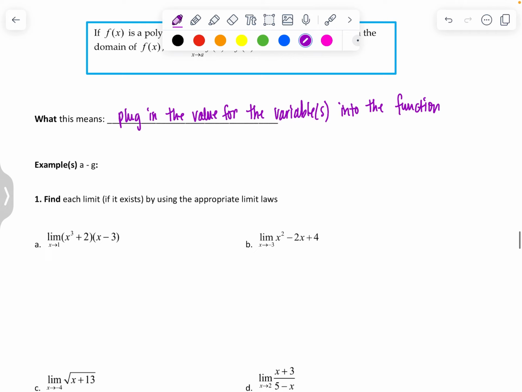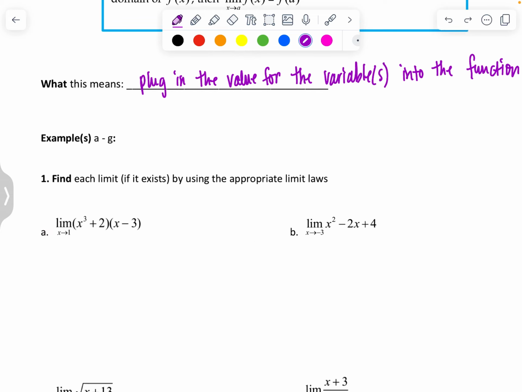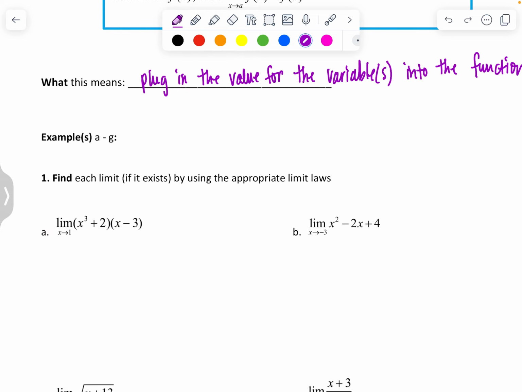So for instance, in this first one, there is no discontinuity in a function like this, because there's no rational function. It's not piecewise. There's nothing to restrict an x value. Okay, so we can substitute 1 in for any of the x's that we see here.